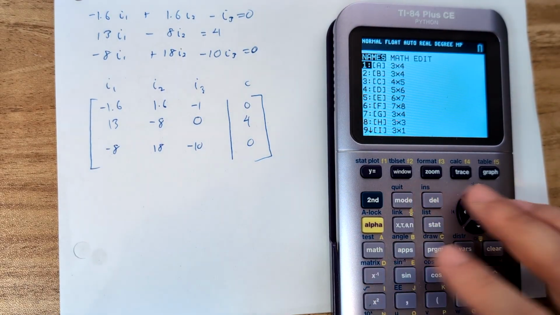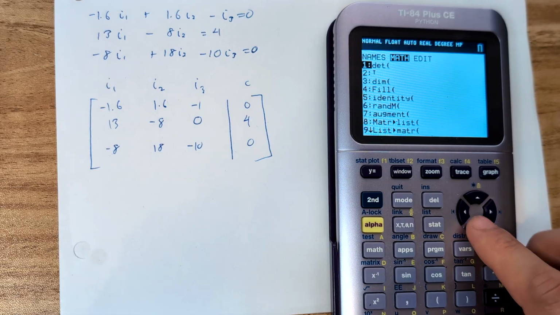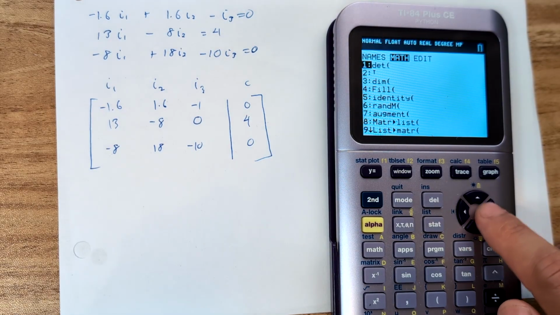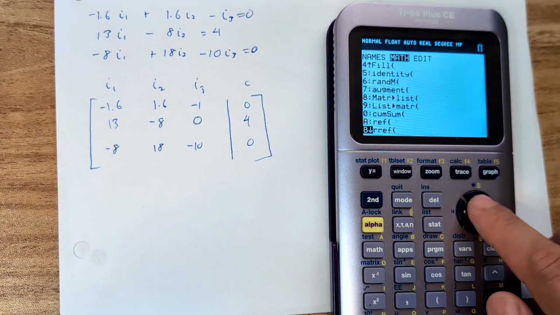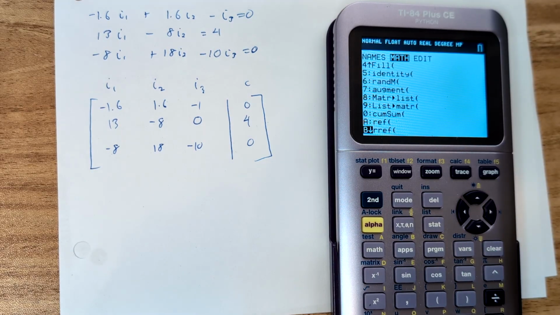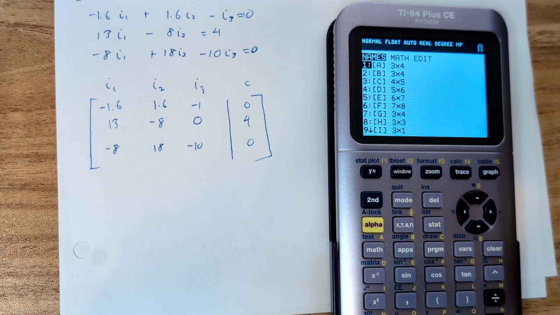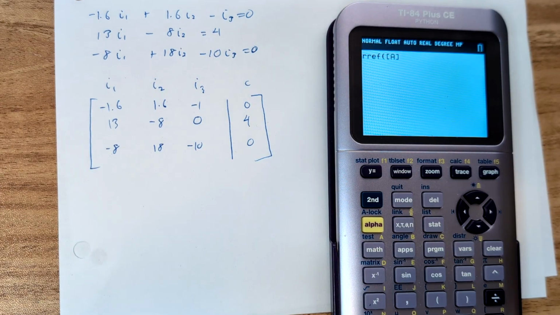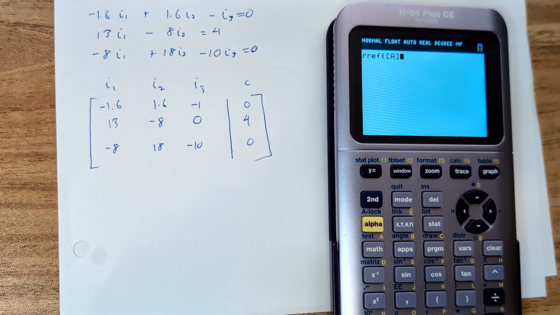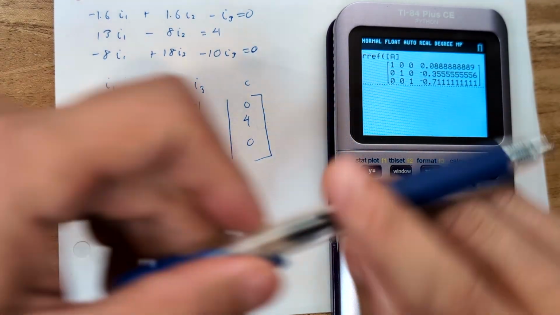going to go back to second matrix, go to math again, go all the way down to RREF. And once you're at RREF, you press second matrix, and then you put RREFA, row reduced echelon form. That's what that means. If you're taking linear algebra, you know what that means. But it's just RREF. And then you're going to press enter, and then that solves your I1, I2, and I3.